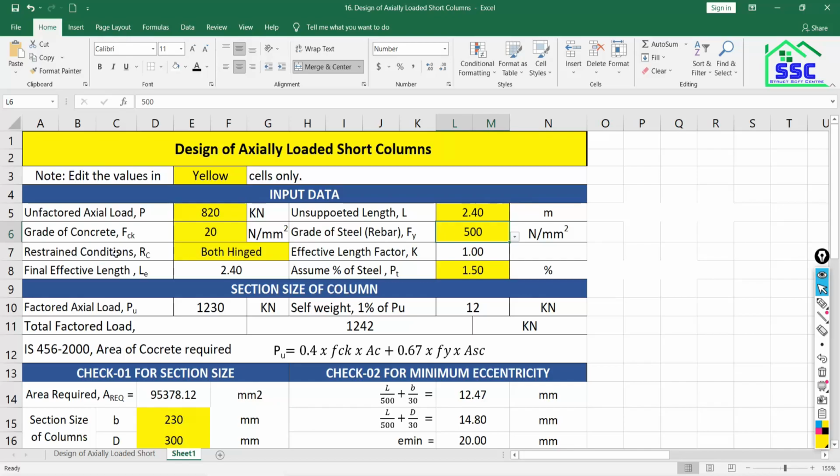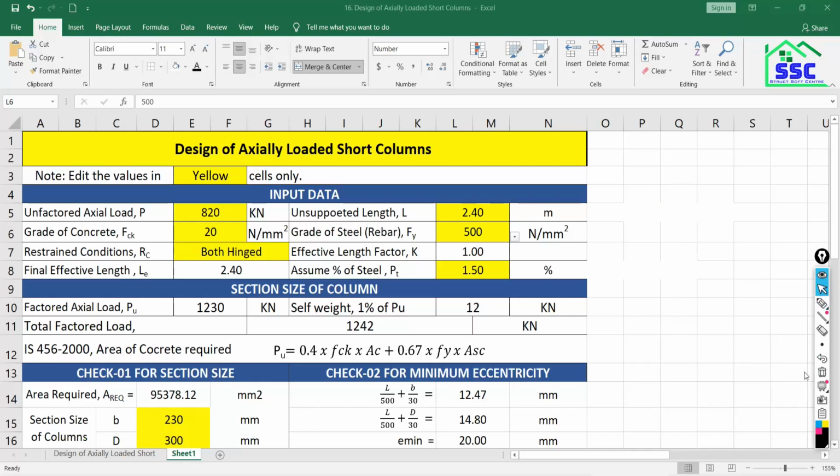Now the restraint condition. The column has two ends, one is the top end and another one is the bottom end. For this example, we are going to consider both ends as hinged.